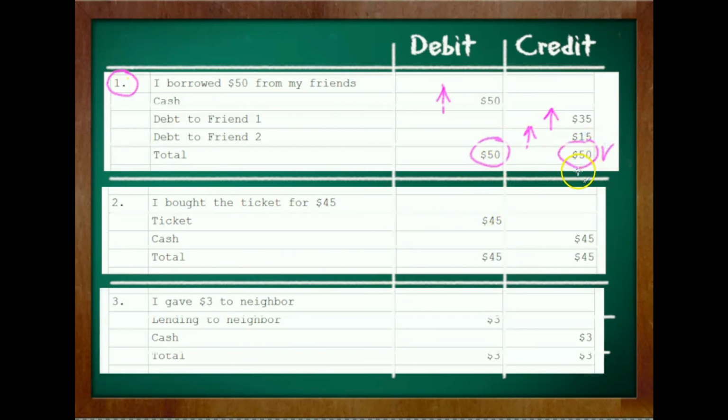Transaction 2. I bought the ticket for $45. Debit ticket $45. Up. Credit cash $45. Down. Total debits equals $45. Total credits equals $45. Checked. Transaction 3. I gave $3 to neighbor. Debit lending to neighbor $3. Up. Credit cash $3. Down. Total debits equals $3. Total credits equals $3.